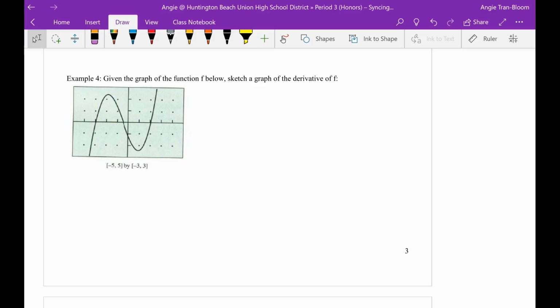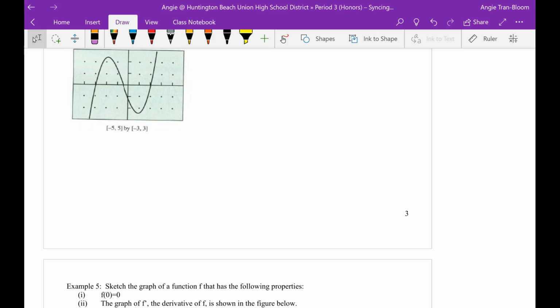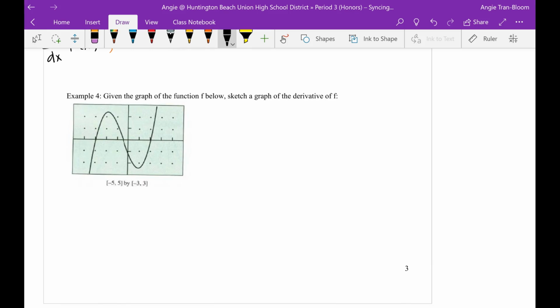Hey guys. Okay, we will start this video with example 4 in section 3.1. Given the graph of the function below, let's call this function f, sketch a graph of the derivative of f. Okay, so this is very, very common. So I'm going to make another grid over here.